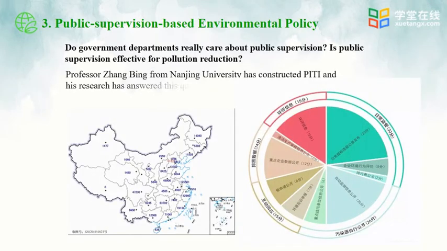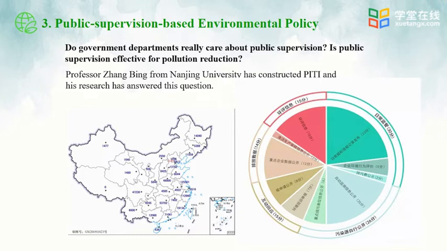Since the promulgation of the measures for the disclosure of environmental information in 2007, the Chinese government has implemented a series of top-down information disclosure and public participation policies with a view to attracting social forces into the environment governance system. Is this environmental policy effective? Researchers' analysis showed that NGO supervision-based or public supervision-based policy indeed has some effects.